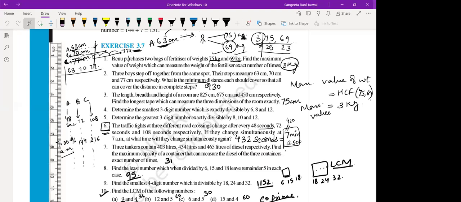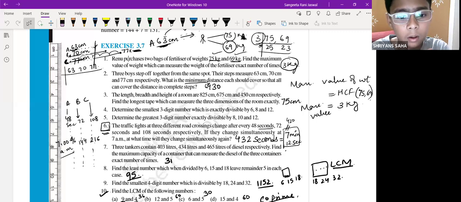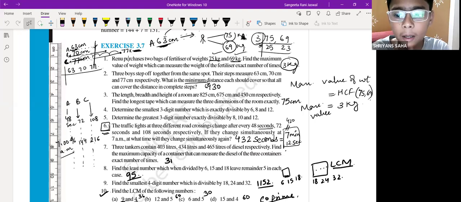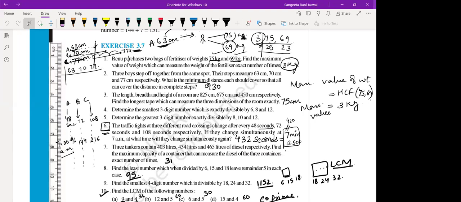Some number which is divisible by 8, 10 and 12. So what is that common number which is divisible? So that should be the greatest 3-digit number. Okay. So let's do. What will you do here? Shreyansh, tell me what will you do here? Number which is divisible by 8, 10 and 12. LCM will do. Yes. First find out the LCM.